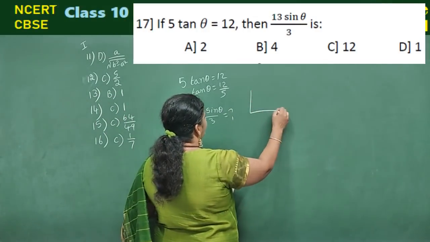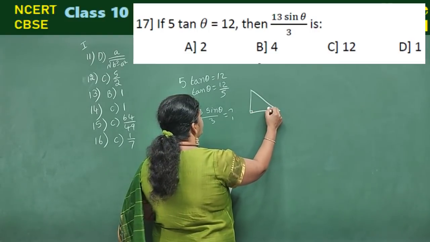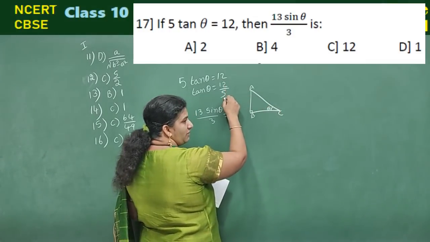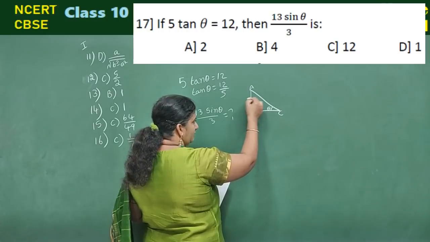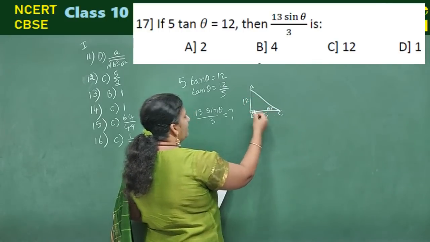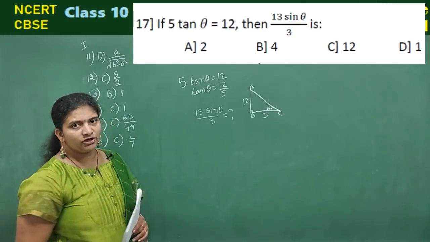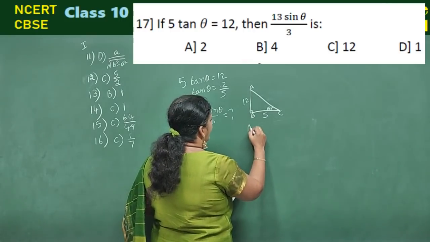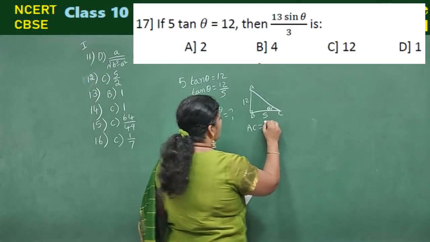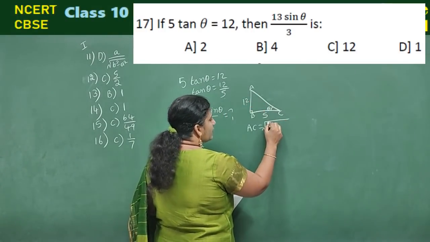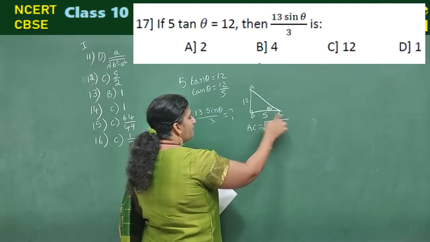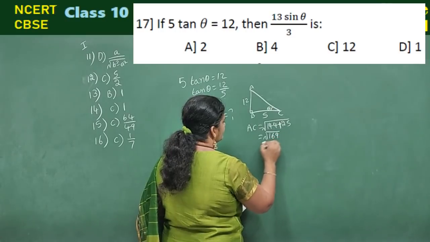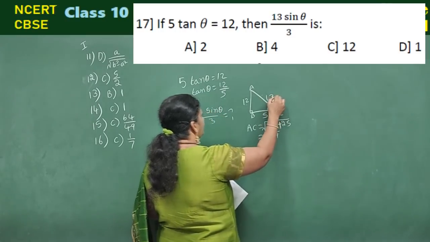Again I need sin theta. So for that purpose, again take a right triangle with your angle here, A, B, C. Let us take tan theta 12 by 5. Tan ratio is opposite by adjacent. Opposite 12, adjacent 5. Find the hypotenuse by using the Pythagoras theorem formula. That is AC is equal to square root of AB square, 12 12s are 144, plus BC square, 5 5s are 25. 144 plus 25 will be 169. Square root of 169 is 13.